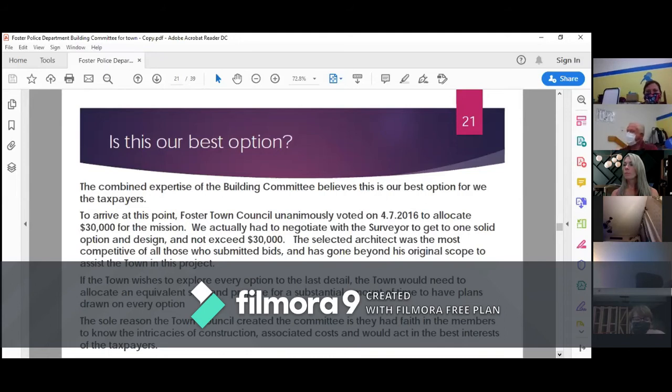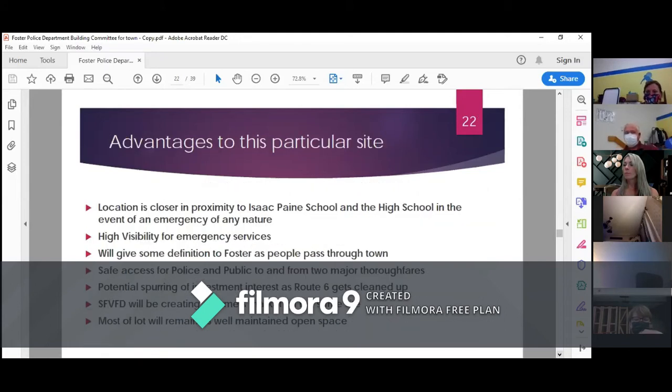So, advantages to the particular site that we are suggesting. The location is closer in proximity to Paine School and to the high school in the event of any emergency of any nature, which obviously happens way too much in schools nowadays. High visibility for emergency services. It'll give some definition of Foster as people pass through town or visit town. Safe access for police and public to and from on 2 major thoroughfares.